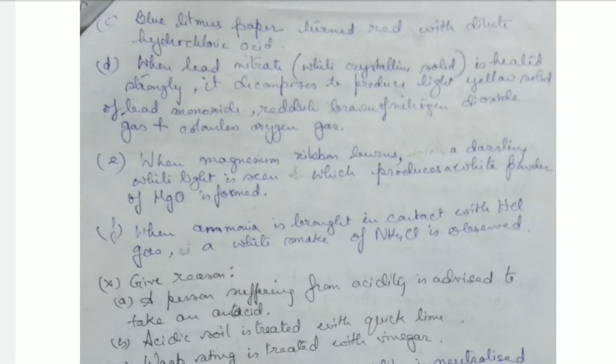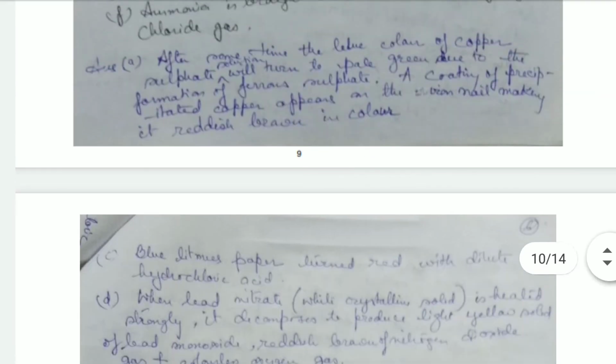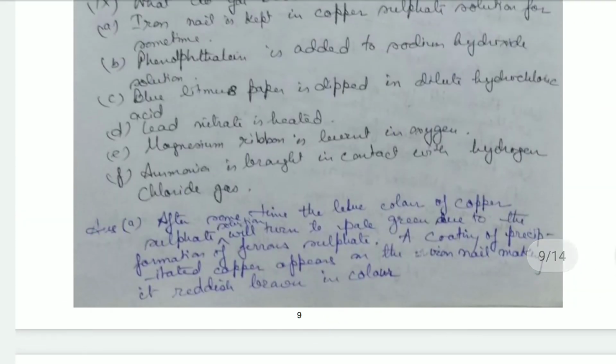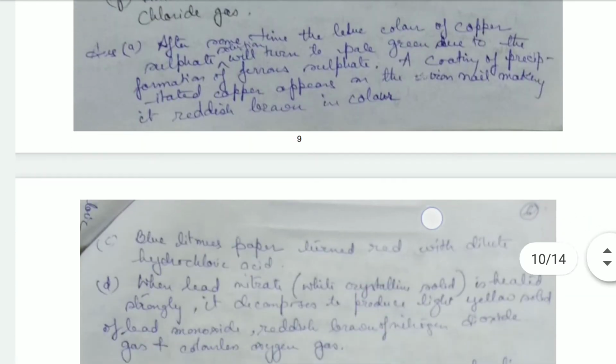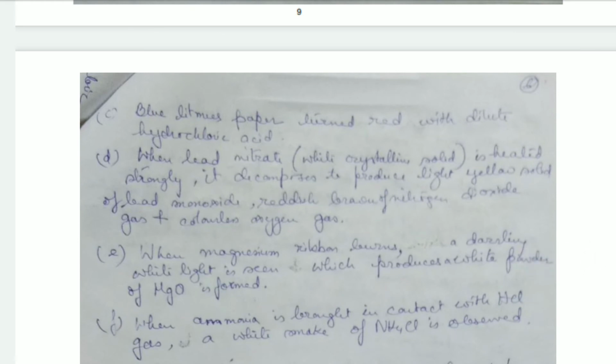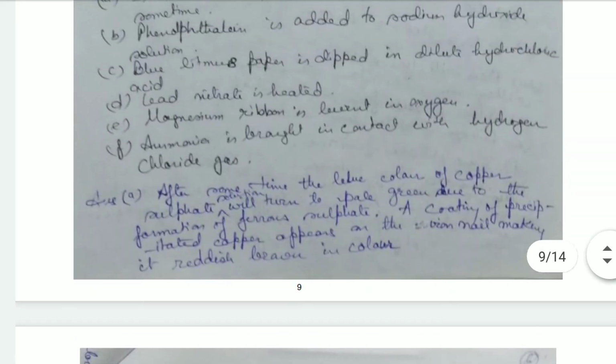Okay, we see white smoke coming out, that is of ammonium chloride. Another is magnesium ribbon burnt in oxygen. When we burn magnesium ribbon in oxygen, we observe a dazzling white light, and a white powder is formed. That white powder is magnesium oxide. One question is left here, I'll discuss it in my next video.